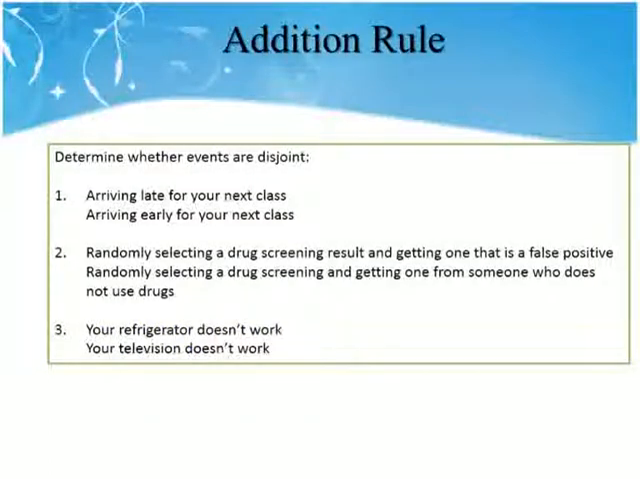All right, last one. Suppose your refrigerator doesn't work. That's event A, and event B would be your television doesn't work. Are these events disjoint? And this one's tricky. The answer is that they're not disjoint, although they seem like they would be. However, one possibility is that your electricity has gone out, in which case your refrigerator wouldn't work and your television would work.